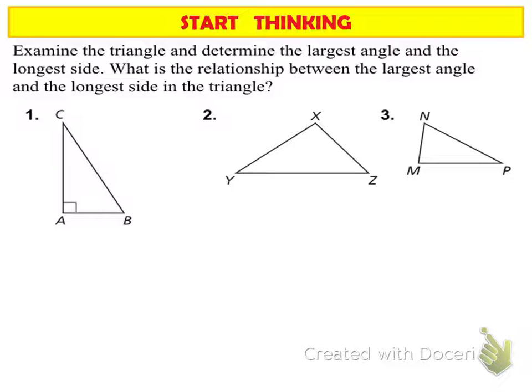So which is the largest angle in the first? We got A, B, and C. A, go ahead and highlight angle A. It is the largest angle. Which is the longest side? CB is the longest side.